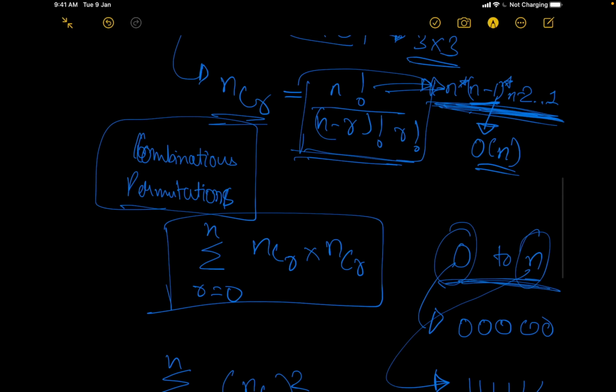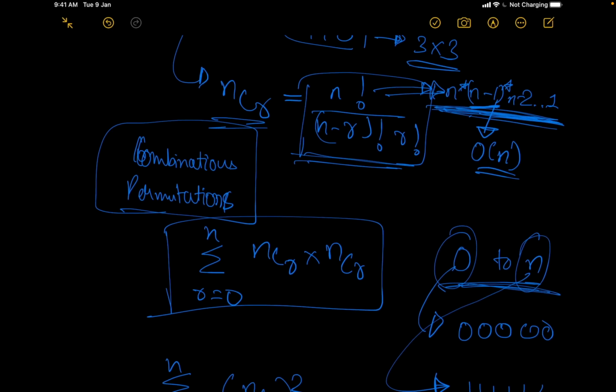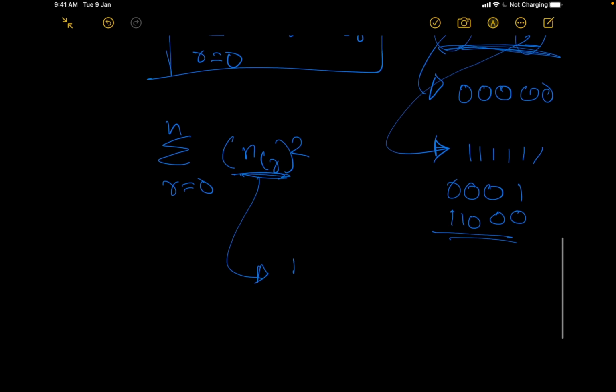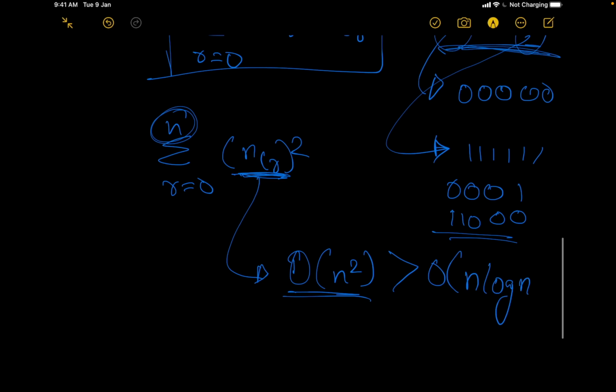And since we have to perform this operation, calculating NCR is itself taking order of n, right? And we have to calculate NCR n times. So the overall time complexity would become order of n square, which is greater than the expected time complexity of order of n log n.